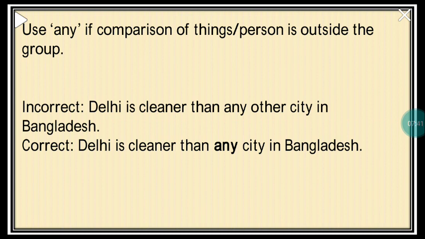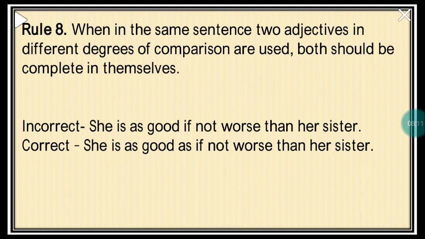Then use any if comparison of the things or person is outside the group. For example, suppose you are talking about cities in India and cities in another country, then how will you say it? Delhi is cleaner than any other city in Bangladesh? No, you can't say that, because Delhi is not in Bangladesh. So you will say Delhi is cleaner than any city. You will not use the word other. You will say cleaner than any city in Bangladesh, because they are different. One is in India and the other is in Bangladesh.